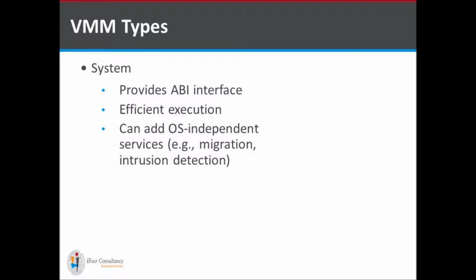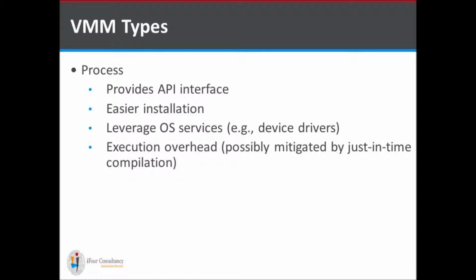Virtual machine monitors can be of different types. System and process are two important ones. System provides an ABI interface. It is of efficient execution. It can add OS independent services, that is migration, intrusion detection, etc.